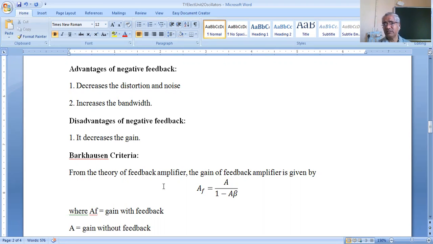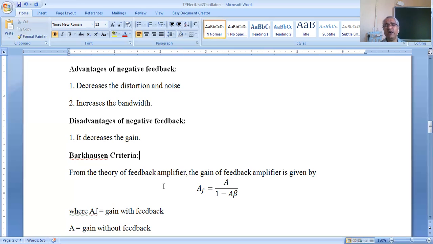And then when the oscillator gives the output without input, it must satisfy some criterion, and that criterion is called the Barkhausen criterion. So Barkhausen is the name of the scientist who stated or developed this criterion, and therefore it is the name given: Barkhausen criterion.